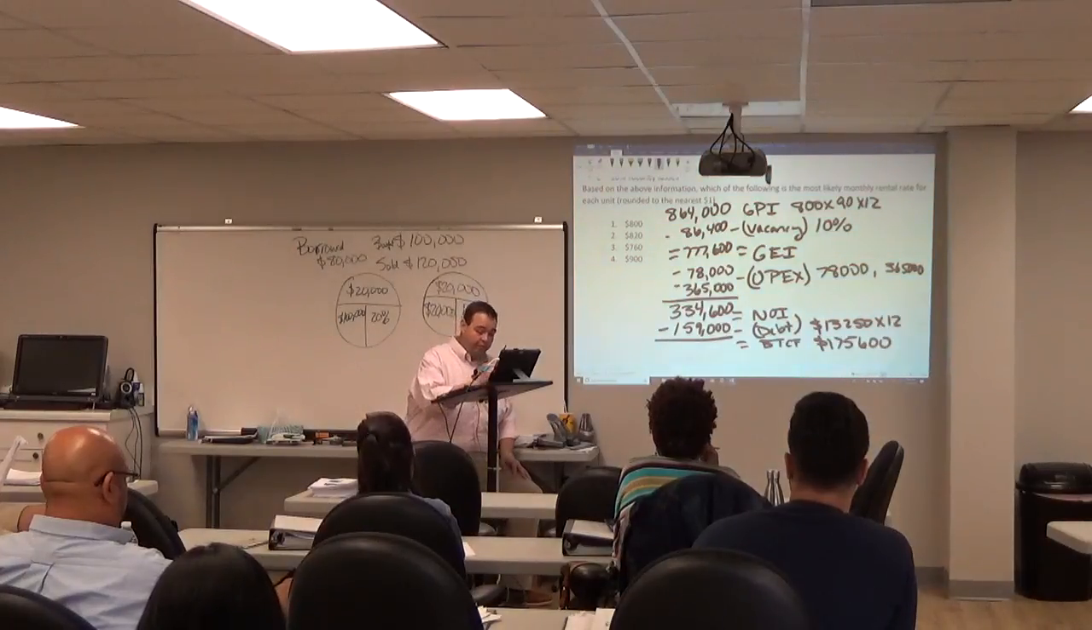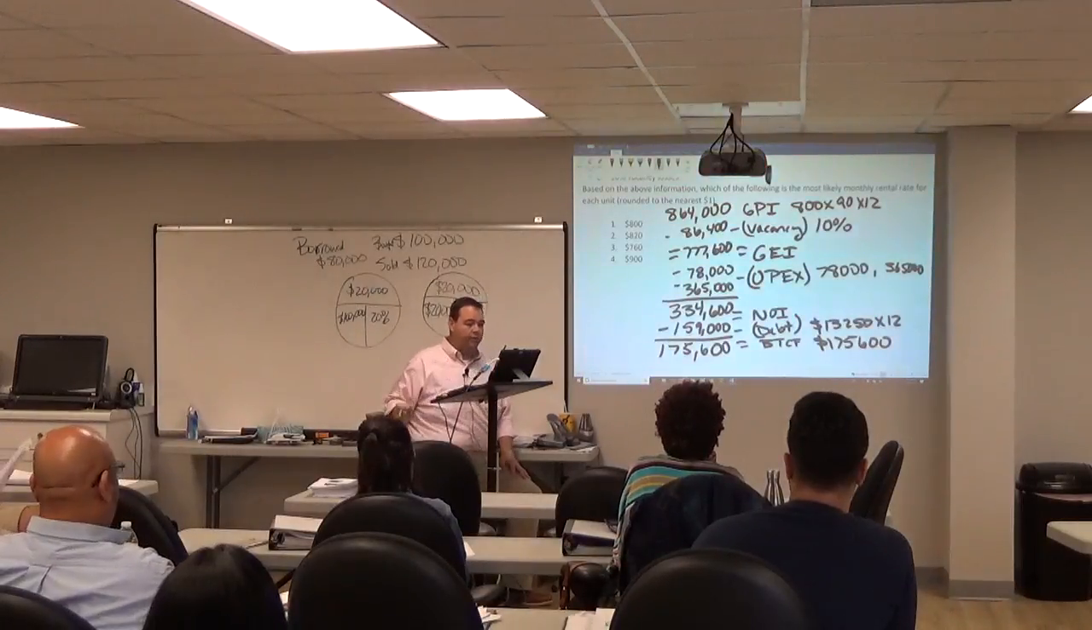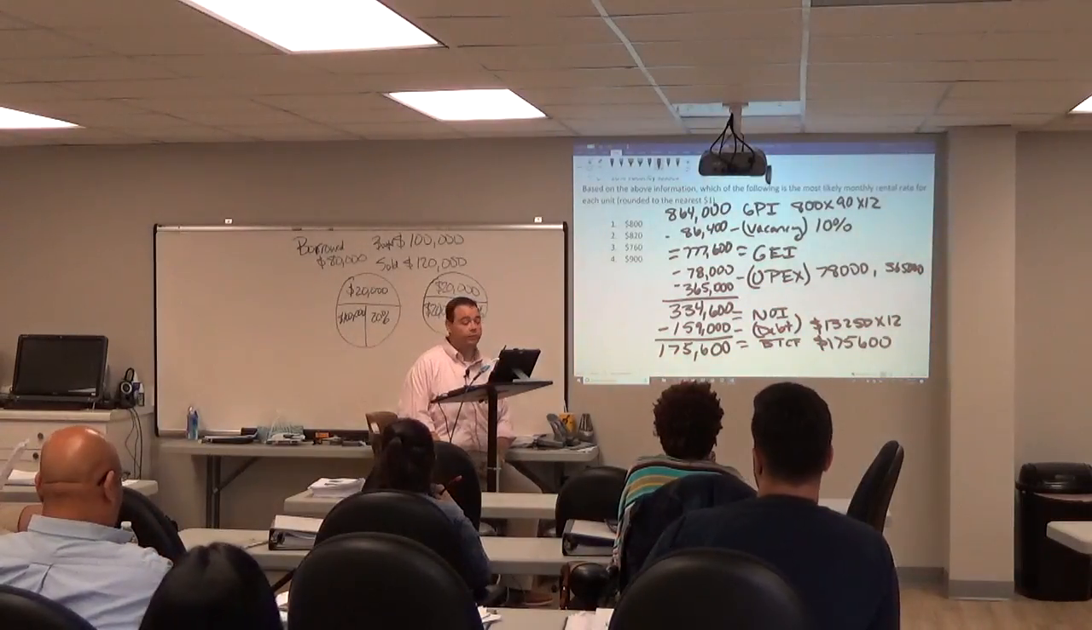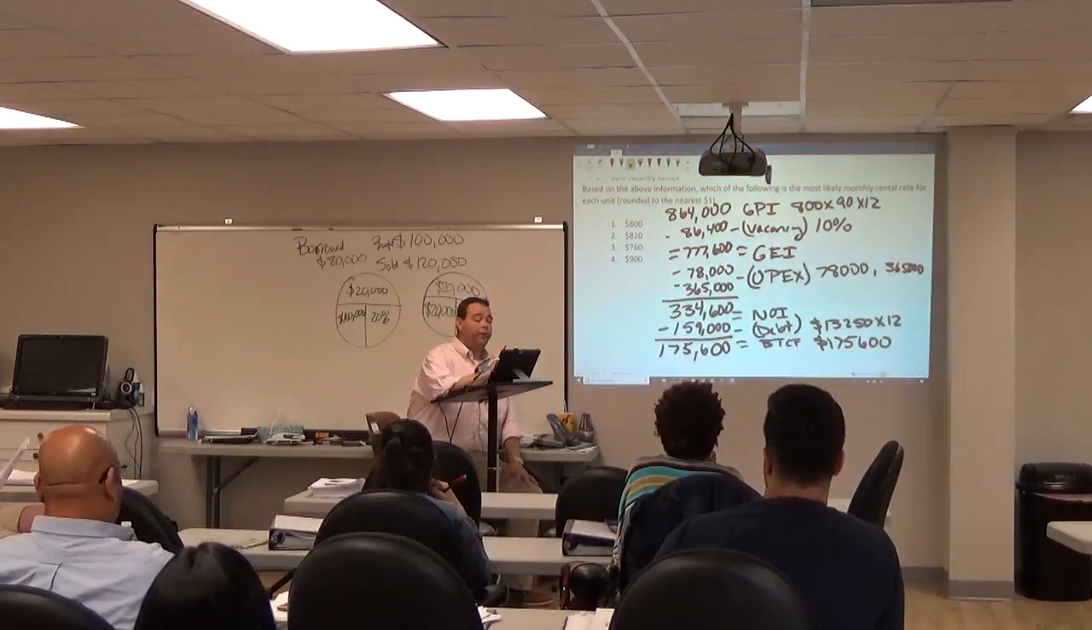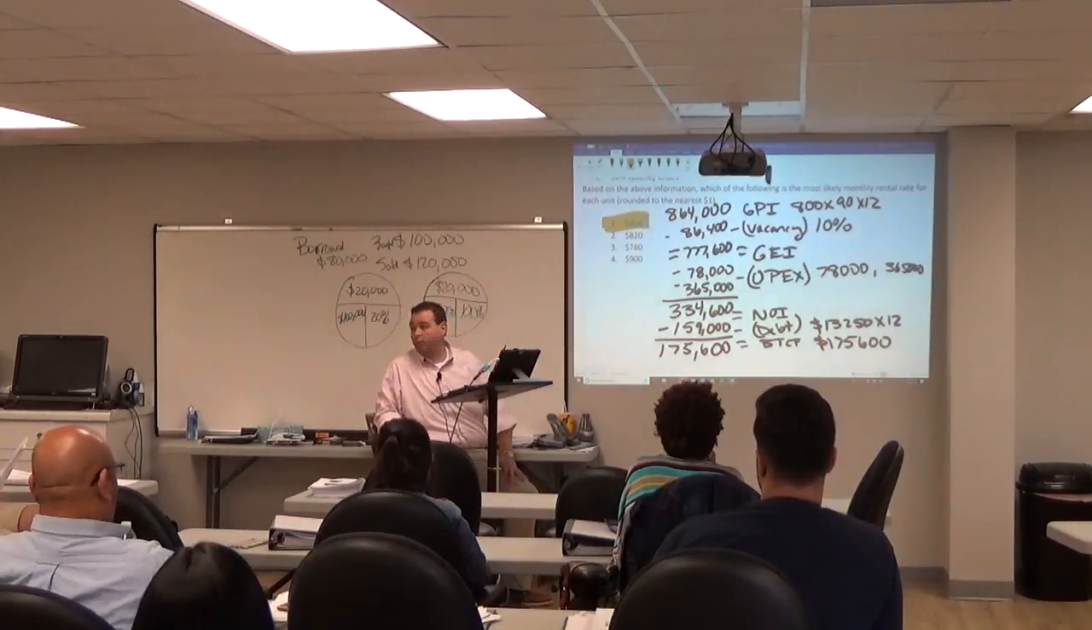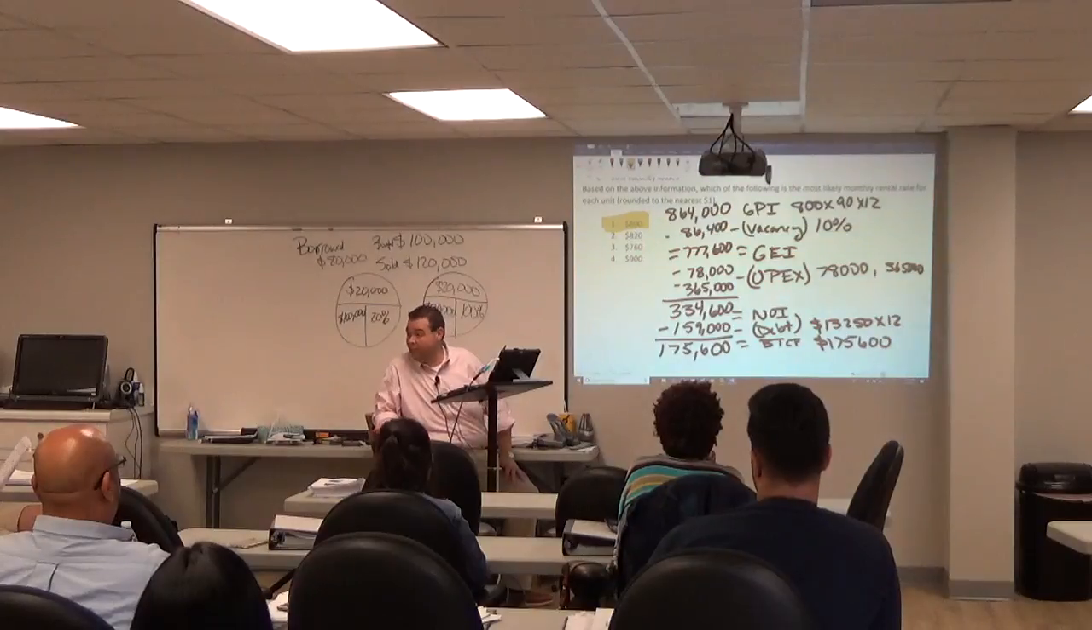Gives me $175,600. How's that sound for everybody? It's the one that works. And so if you'd plugged in 820, you would have ended up with a before tax cash flow of too much money, right?